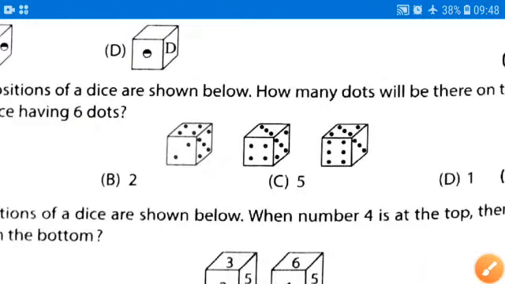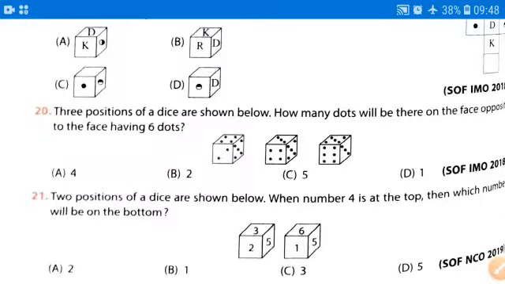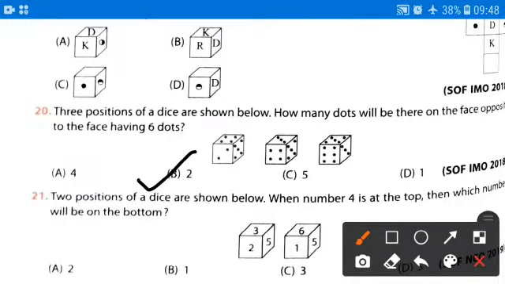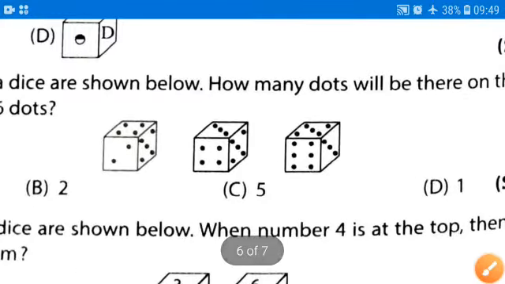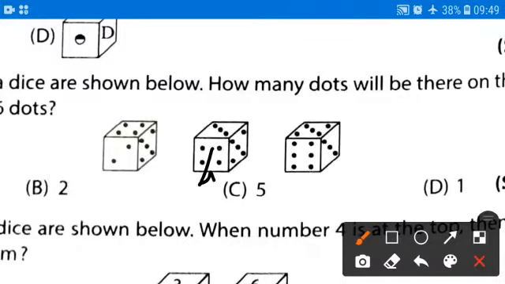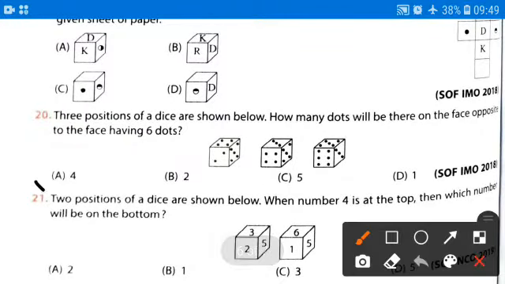So we will get our answer. So 6 dot face is having opposite face 2 dot. So option B will be the correct answer. It's not 2. Mistakenly I have said 2. It is 4. It's 6. So 4 and 6 are opposite ones. Now the correct answer will be option A.